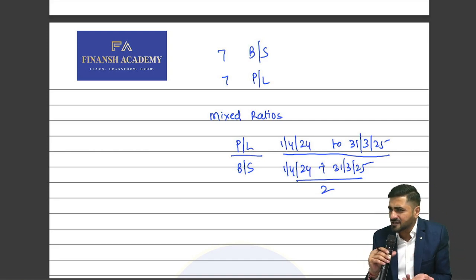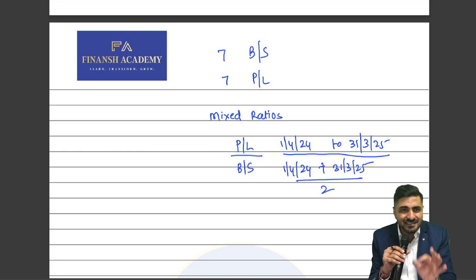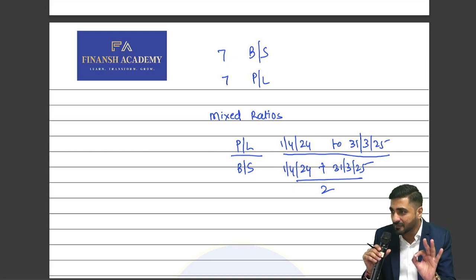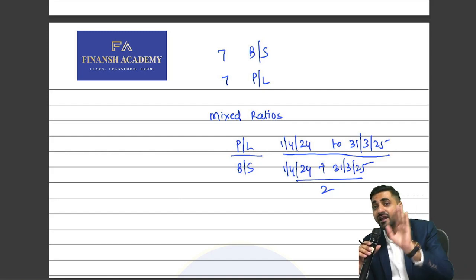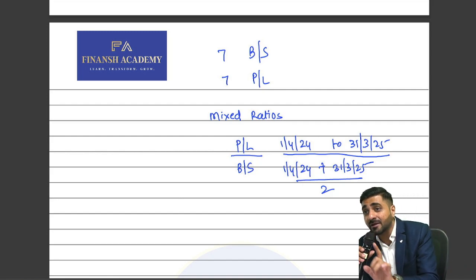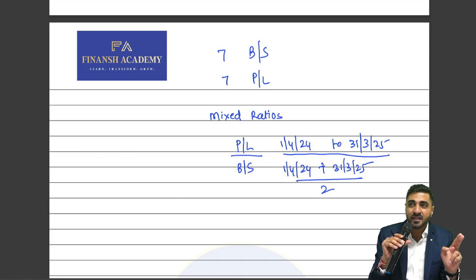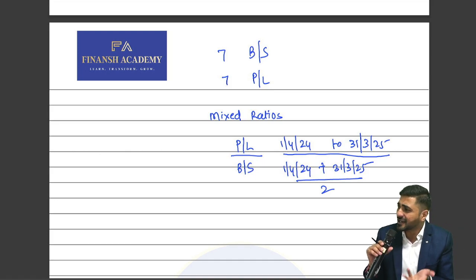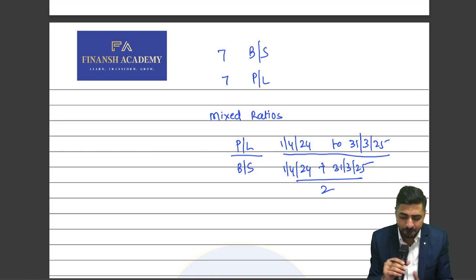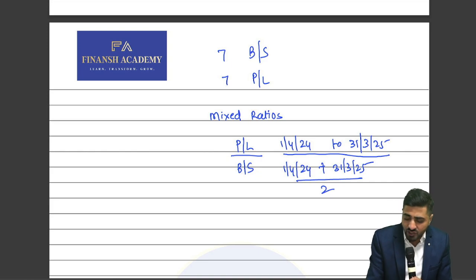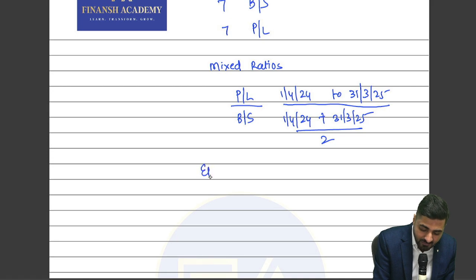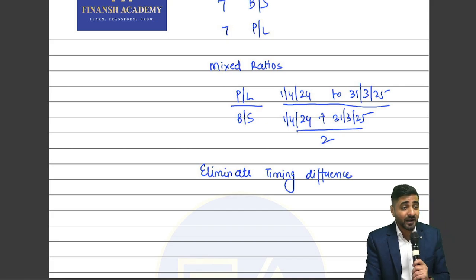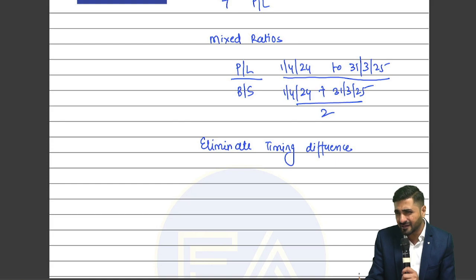But what if the opening is not given to you? Then closing itself is your average. Always remember, in entire finance, wherever you don't see opening figure available, we assume opening is the same as closing. So automatically that itself will become your average. So in mixed ratios, we have to eliminate what? Eliminate the timing difference.